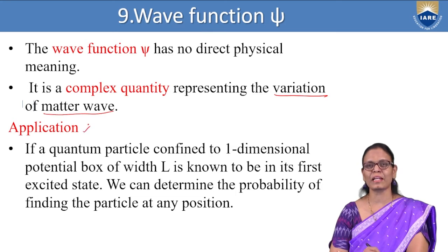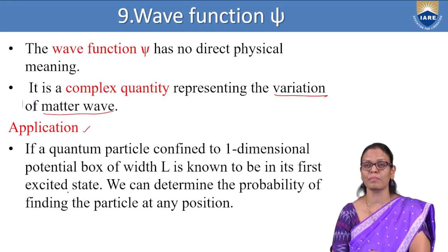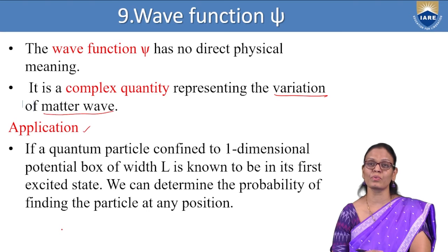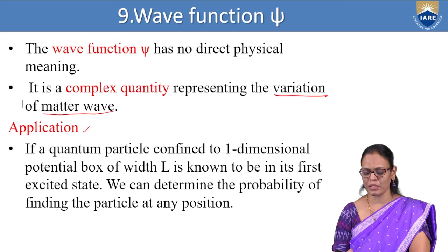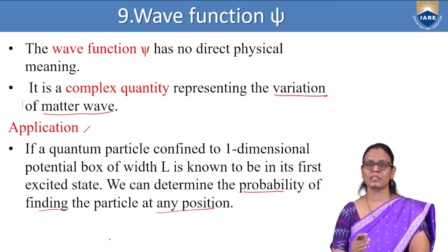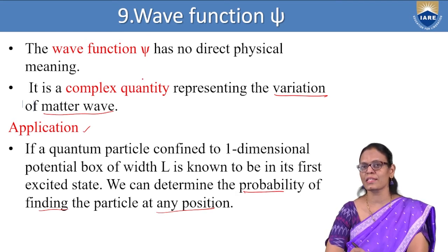So what is the application of this wave function? Suppose a quantum particle is confined to a one-dimensional potential box of width L, and we know that it is in its first excited state. If you know the energy in the first excited state, we can determine the probability of finding the particle at any position. This can be applied to electrons in a metal. So that is how the wave function has become very significant.